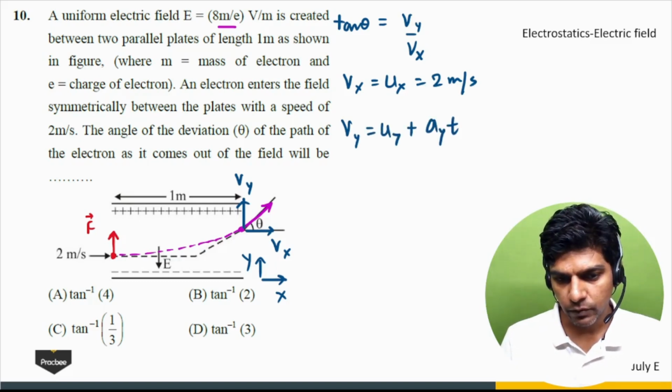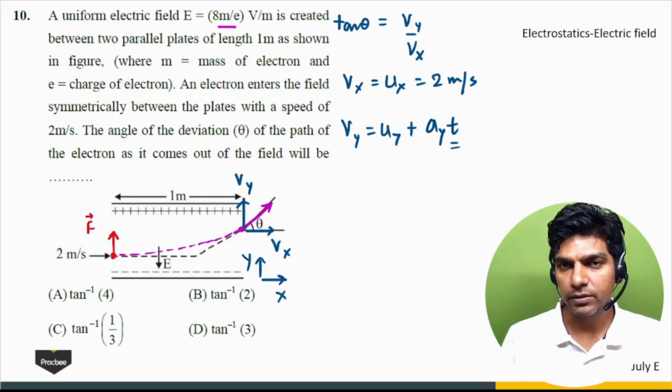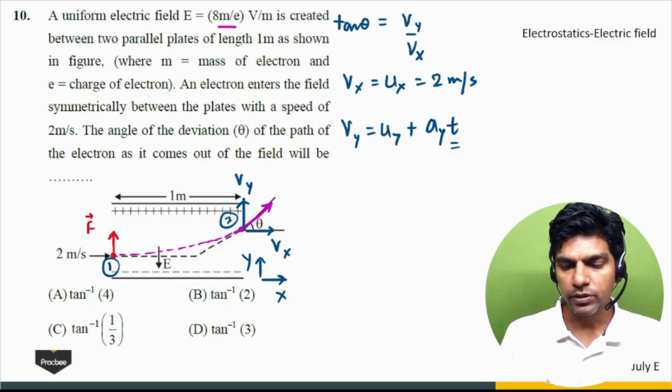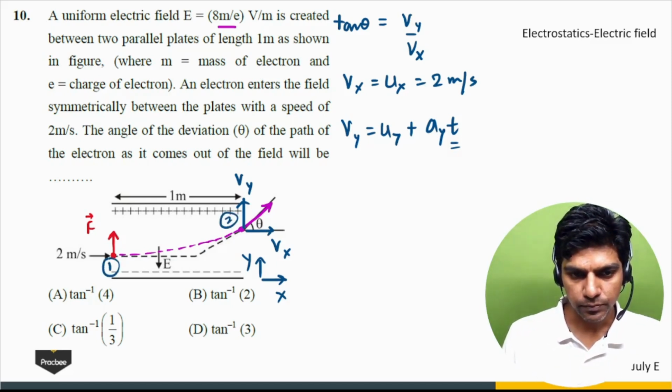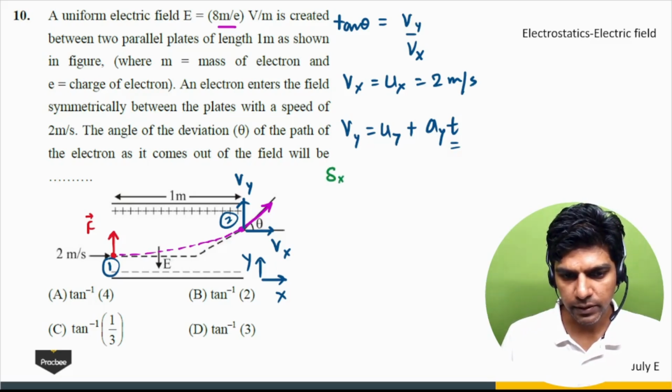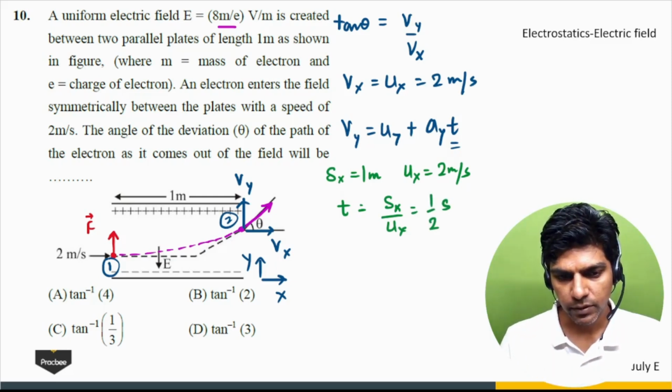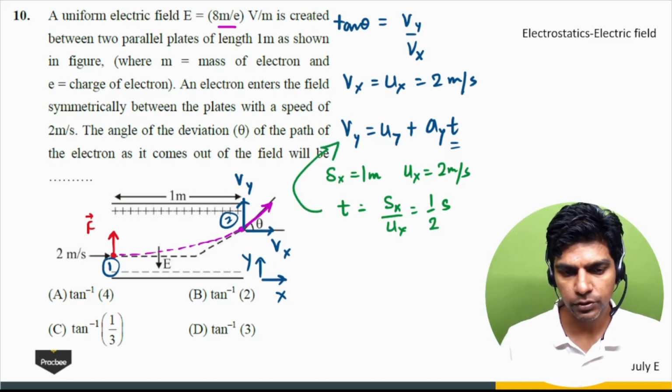For that we need to find the time taken by the charged particle from position 1 to position 2. In the horizontal direction, the displacement is 1 meter. Velocity in the horizontal direction is 2 meters per second. So we can find the time, that will be displacement upon speed, which is nothing but 1 by 2 seconds. So we got the time. Now we can substitute this time in this equation.